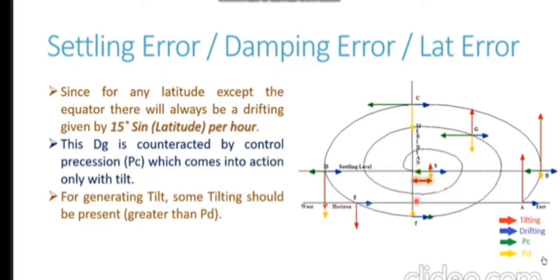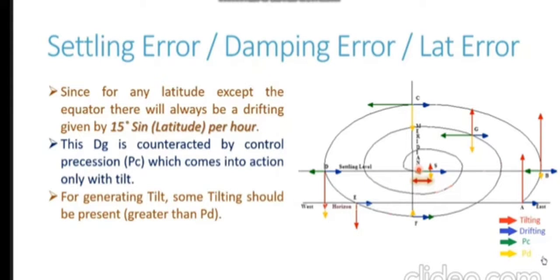As you can see in the diagram, this black color horizontal line highlighted by the laser pointer is the horizon. It is labeled here in the diagram, and you can see our settling position in this case is above the horizon. So the tilt is up. This upward tilt generates a westerly precession which cancels out the easterly drifting and eventually helps us to settle down the spin axis of the gyro. So for this control precession to be generated, we need to have an upward tilt.